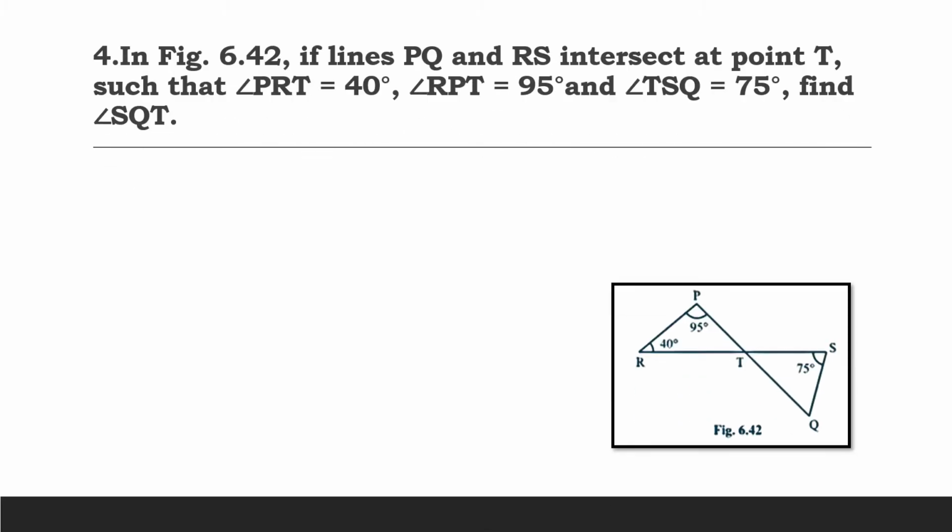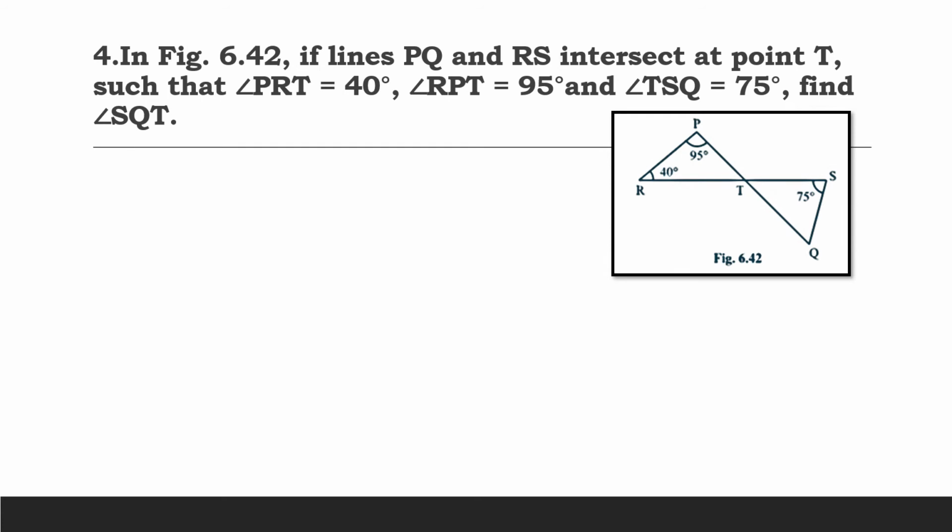Next sum. In figure 6.42, if PQ and RS intersect at point T such that angle PRT is 40 degree, RPT is 95 degree and TSQ is 75 degree, find measure angle SQT. Let's see how we will find it.